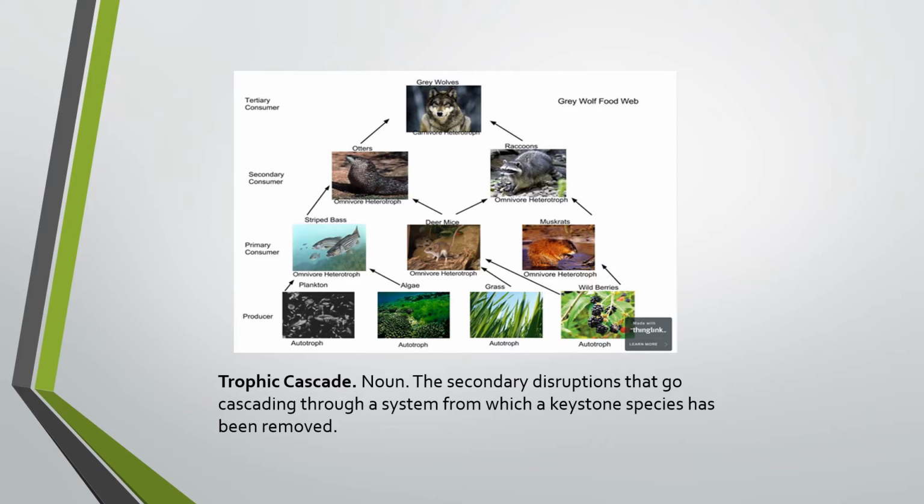It shows how the different levels, the tertiary, secondary, and primary consumers, connect to the producers, and all of the arrows represent the energy going up towards the gray wolf. And the actual definition of a trophic cascade is the secondary disruptions that go cascading through a system from which a keystone species has been removed.